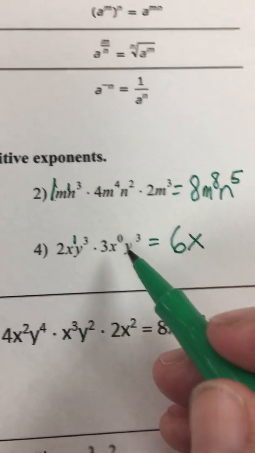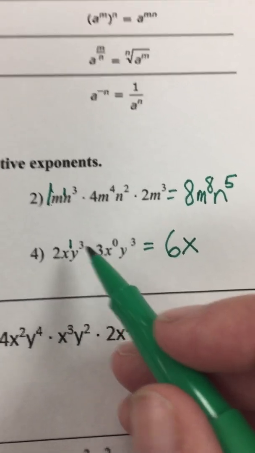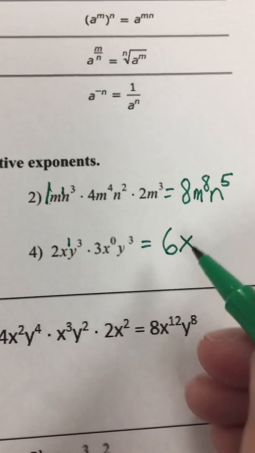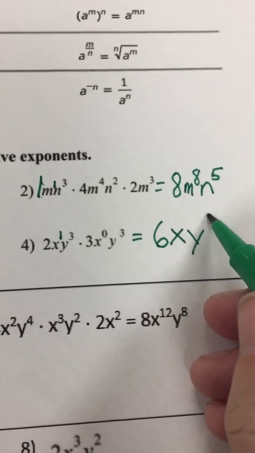Y to the 3rd, y to the 3rd. So what do I do with the exponents? You add them together. Altogether, you have 6 y's being multiplied together. So that's y to the 6th.